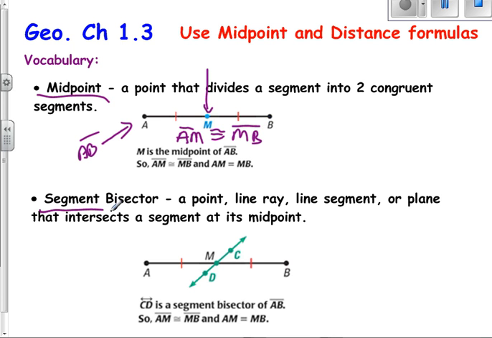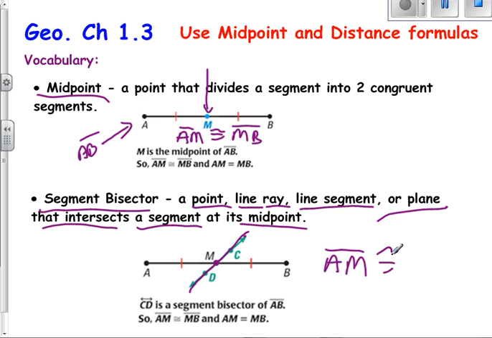And then we have what's called a segment bisector, which is a point, a line, a ray, another line segment, or a plane that intersects a segment at its midpoint. All right. So if M is my midpoint, then as above, line segment AM is congruent to line segment DB. Okay, so that's what a segment bisector is. So if you're reading through a problem and it tells you that this segment is a bisector, then that tells you these two segments are congruent and their measures are equal.